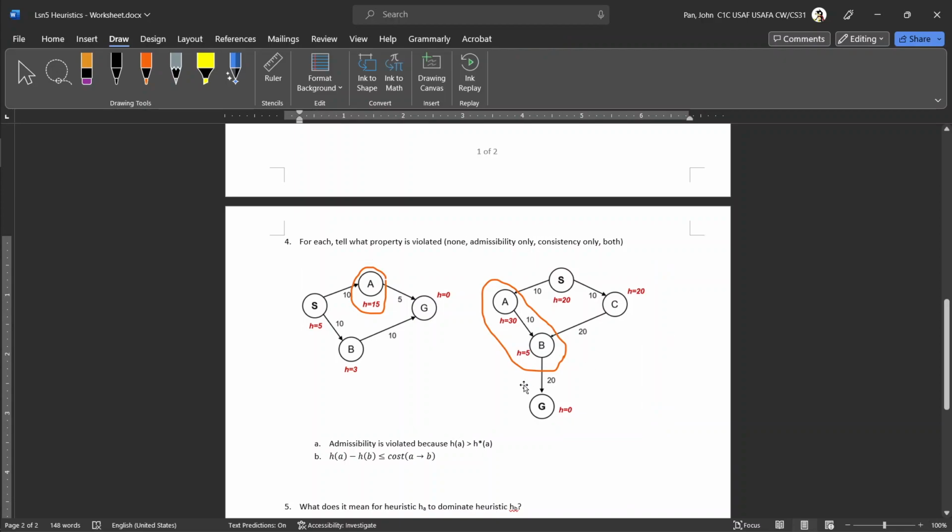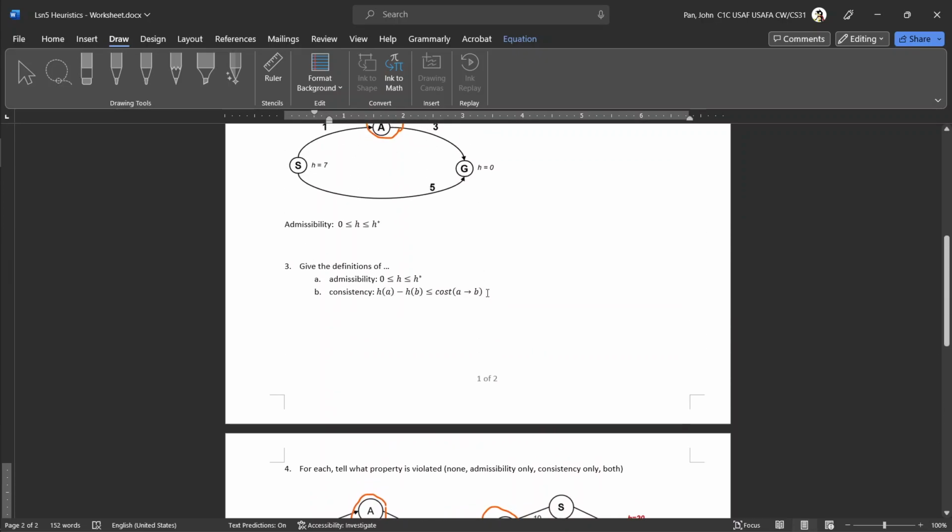In the next graph, we have consistency, where we have an instance that the consistency rule is actually violated because H of A 30 minus H of B 5, so 25, is greater than the cost of A to B, which is 10. So 25 is greater than 10.